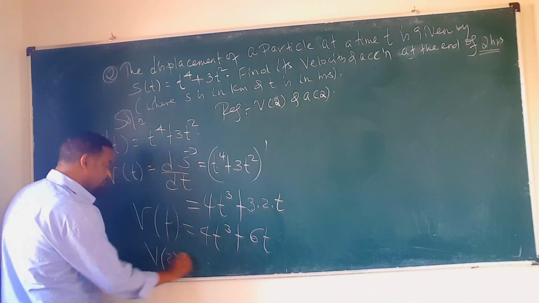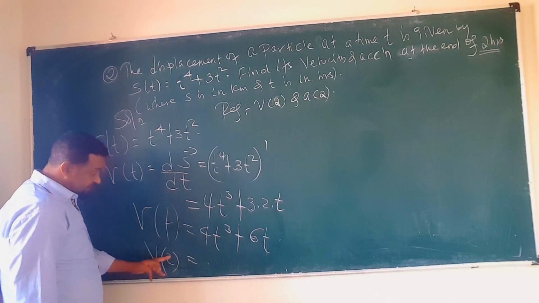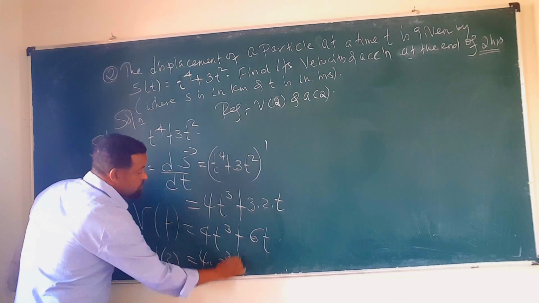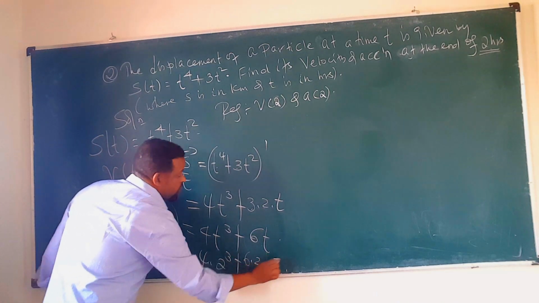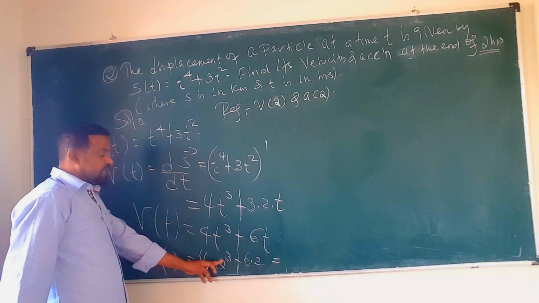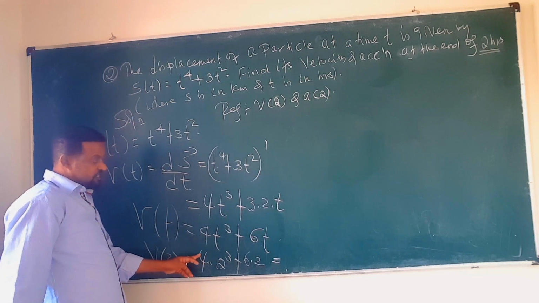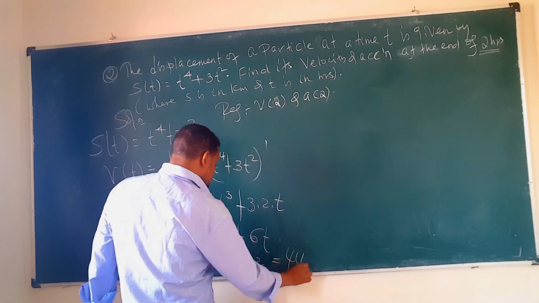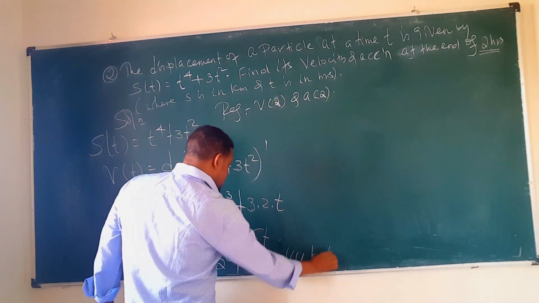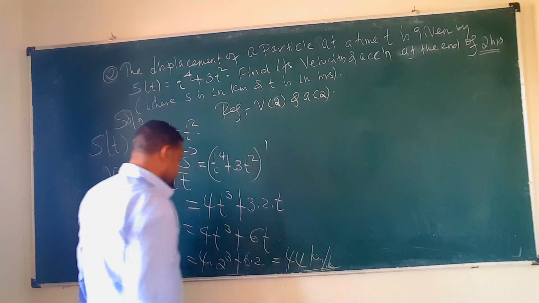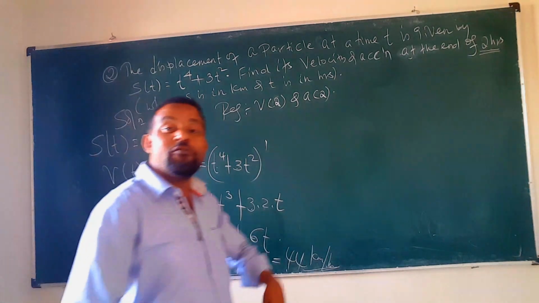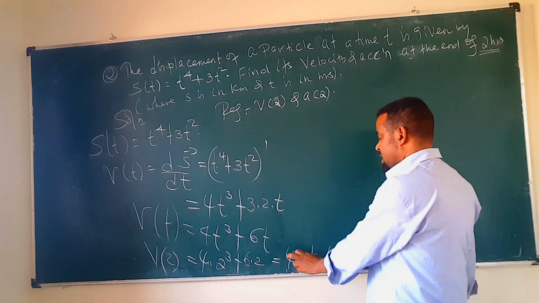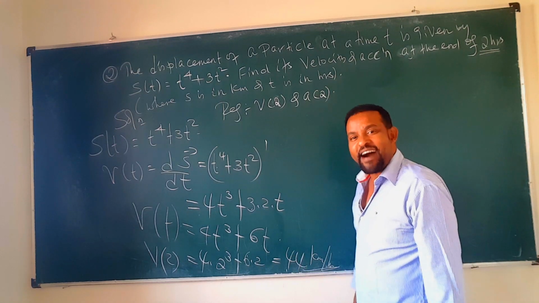Velocity at the end of 2 hours. V of 2 is equal to 4 times 2 cubed plus 6 times 2. So 2 cubed is 8, 8 times 4 is 32, plus 12 is 44 kilometers per hour. So the velocity of the particle at the end of 2 hours is 44 kilometers per hour.